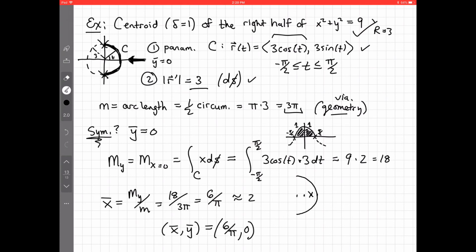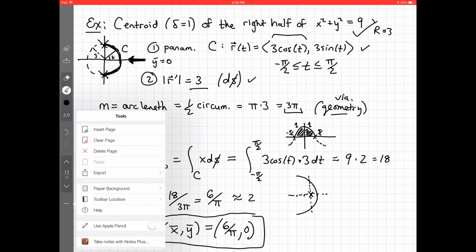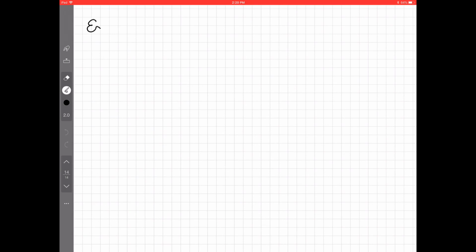And that actually seems pretty reasonable, right? You kind of think of how much stuff is to the right and the left of that and how much is below and above that. That does seem to be kind of the middle. So it's a plausible answer. All right, and it's also the correct answer. Let's do one more problem, one more example, also taking advantage of geometry and symmetry.